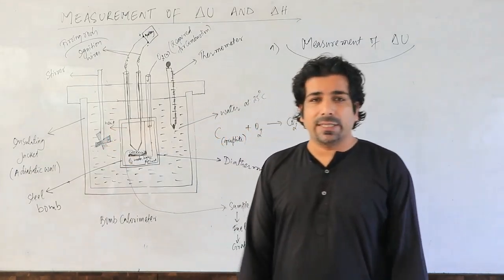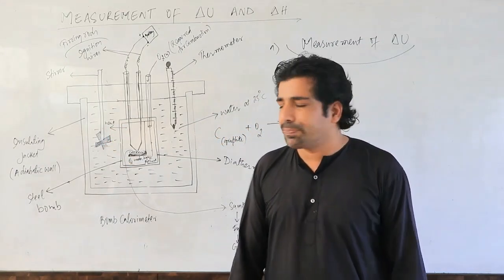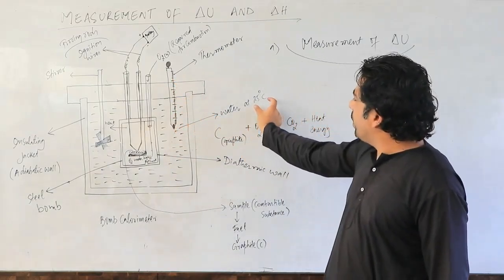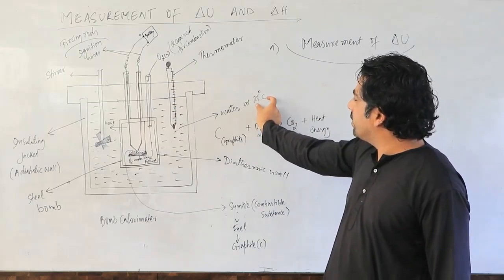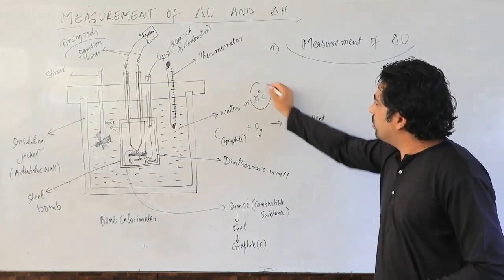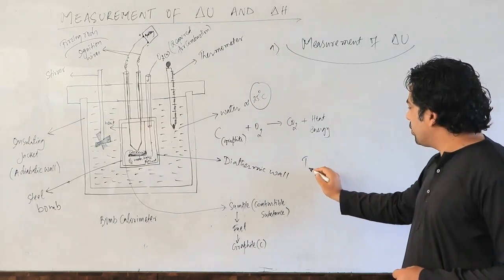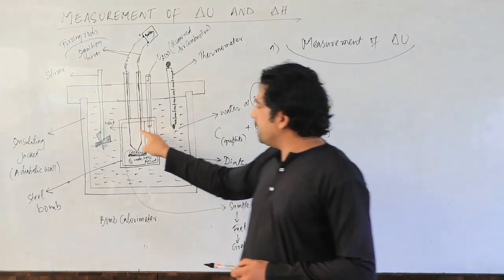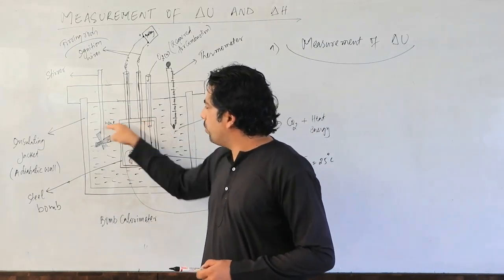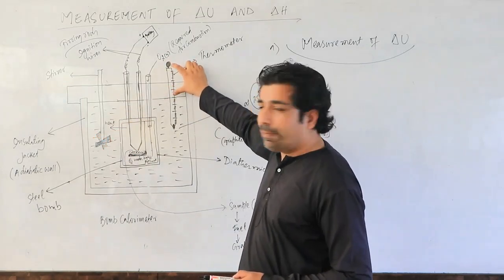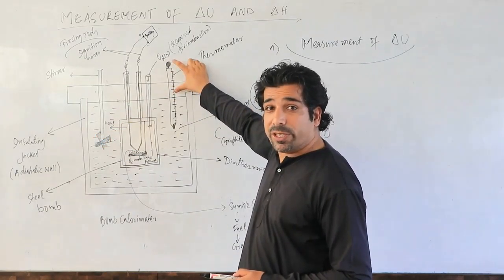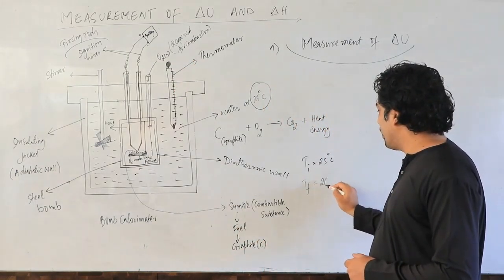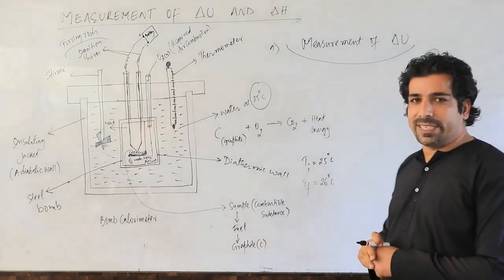When heat travels into the water, we have a thermometer in the water. Let us suppose the initial temperature was 25 degrees Celsius. And once the heat is released by the steel bomb into the water, we can measure the temperature by the thermometer. Let us suppose the final temperature is now 26 degrees Celsius.